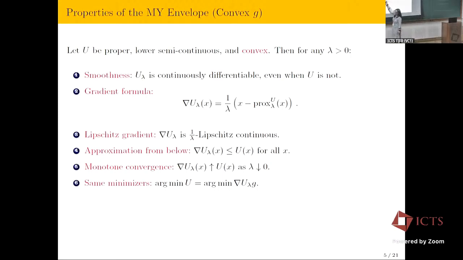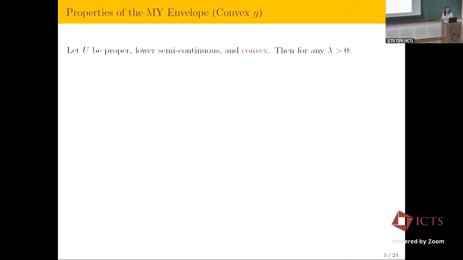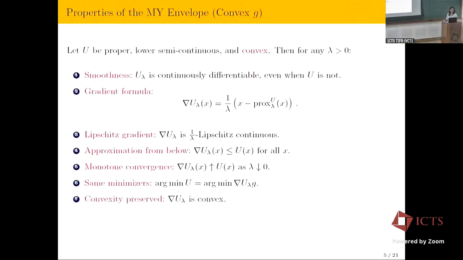U and U lambda have the same minimizers. So if I go back to this function, I see that the envelope is lower than the absolute value function, and they share the minimizer as well. So that's also a very good property. And U lambda is convex. Not grad U lambda, U lambda is convex. This is a find and replace problem. That's really useful as well, because a lot of times we are relying on convexity of the potential to come up with some nice results. And the fact that U lambda is convex turns out to be a very useful property.